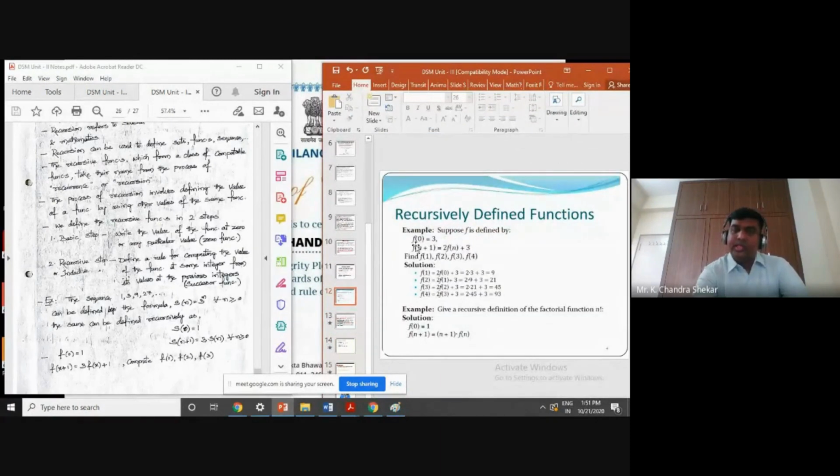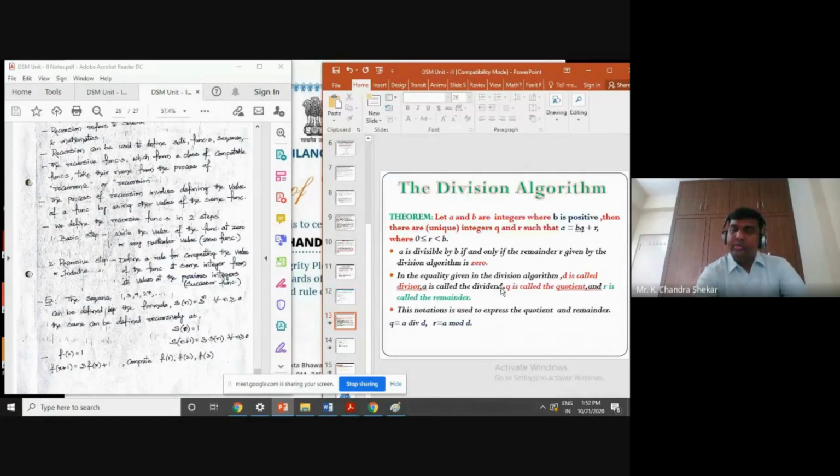Okay. Now he has given f of 0 equal to 3, and he is asking you to find f of n plus 1 based on the formula. So now this is a recursive formula. f of n plus 1 is 2 into f of n plus 3. So based on that, I will be getting the values. Okay.